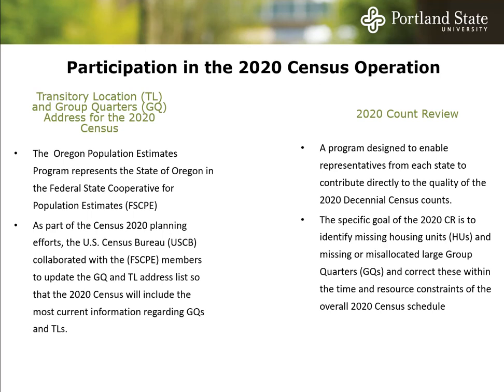The other project that we collaborated with the USCB to conduct is the 2020 Count Review. This is a program designed to enable representatives from each state to contribute directly to the quality of the 2020 decennial census counts. The main goal of this project is to identify missing housing units and missing or misallocated large group quarters and correct these within the time and resource constraints of the overall 2020 census schedule.